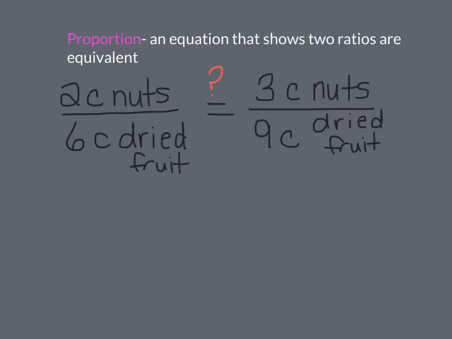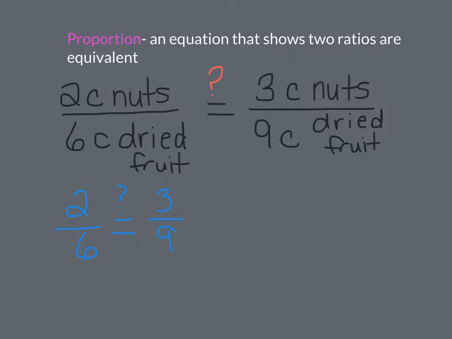So there's 2 ways to check this ratio to see if it forms a proportion. The first way is to write the ratios as fractions in simplest form. So if the fractions are the same, the ratios would be equivalent. So let's write those down. It would be 2 over 6. Is that equal to 3/9?